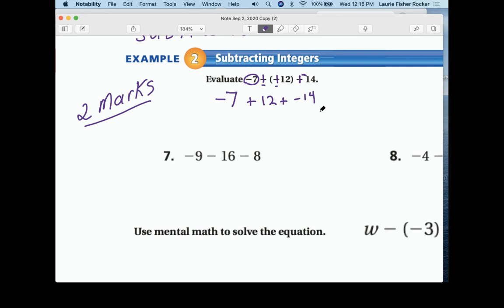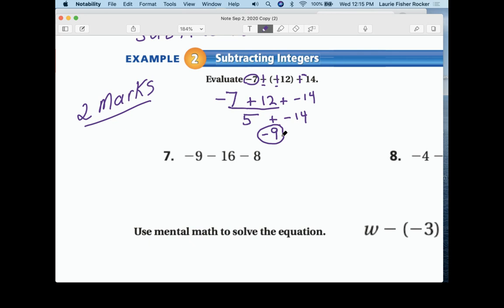And so now if we did tiles or number lines, we go in the negative direction 7, then we go positive 12. So we're going to end up at 5 when I do this. So plus a -14. Oh, so if I go positive 5 and then I go back 14, I'm going to end up at -9. And so that is going to be our answer. And so when I do my 2 marks, I just turn this into an adding integers lesson. So it's just a matter of adding integers.